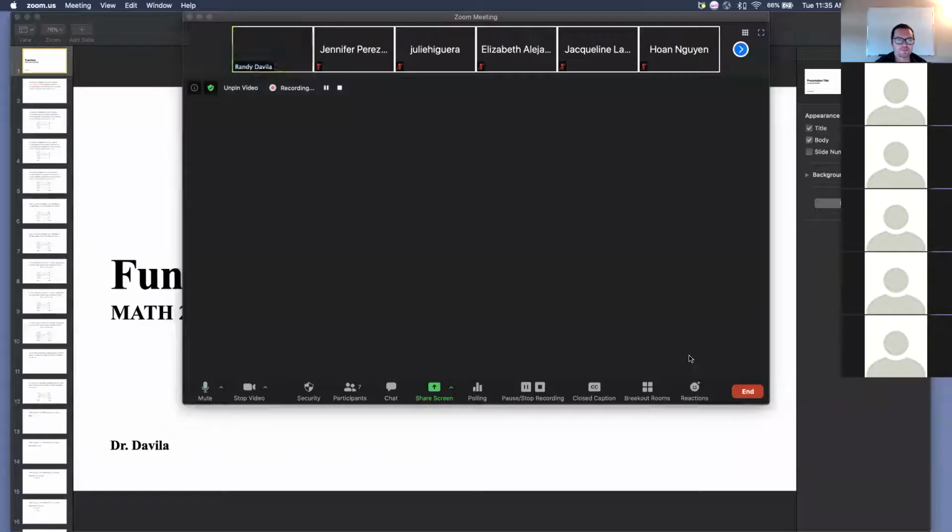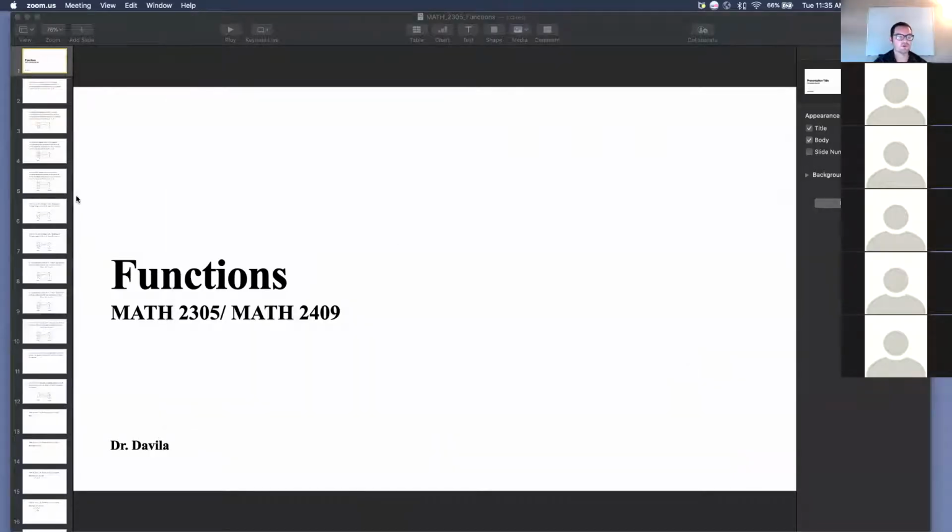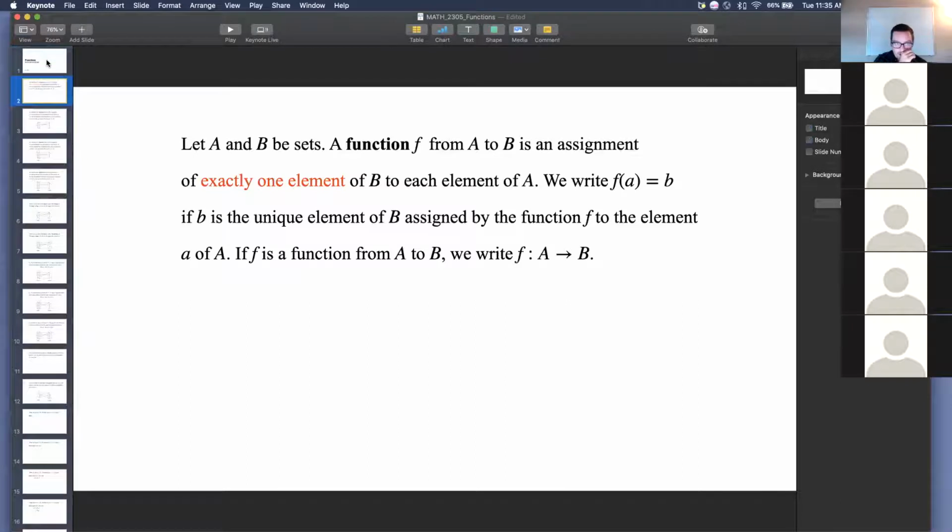All right, so today we will be talking about functions. Many of you are familiar with functions from other courses. In fact, all of you are. But today we're going to look at it from the point of view of set theory, so the most general setting for functions. All right, so consider two sets A and B.